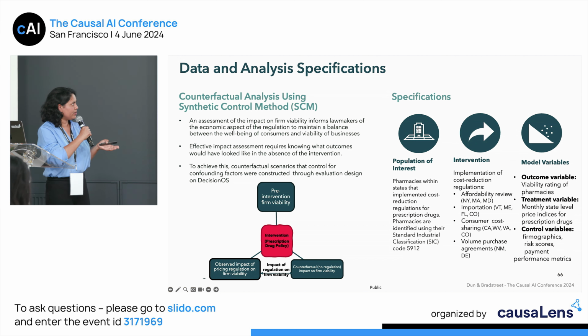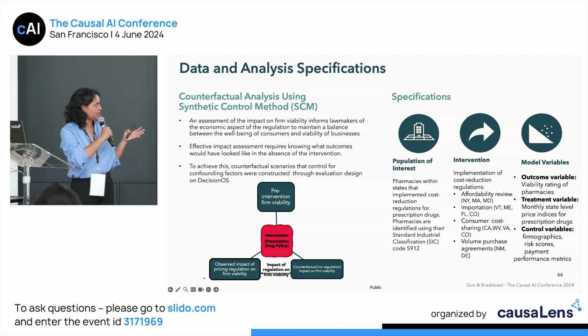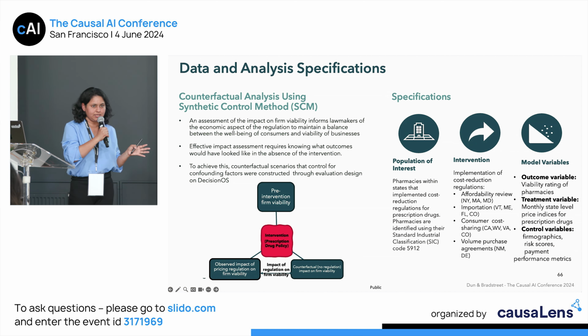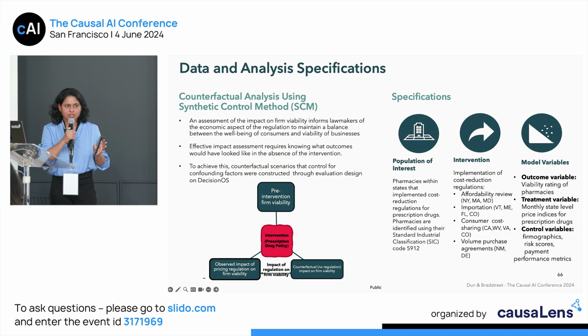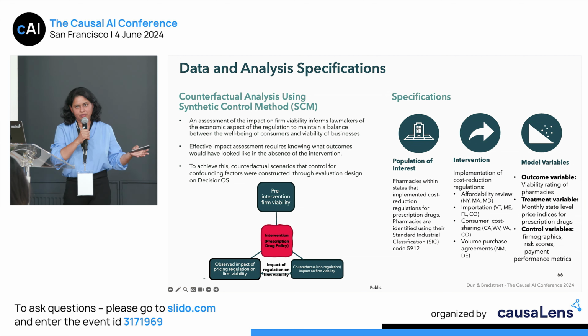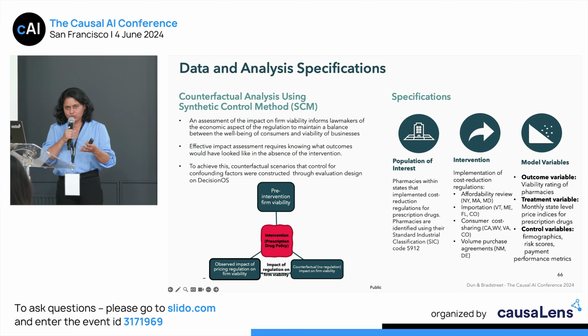And then model variables. I'll talk a little bit about the dependent variable or the outcome variable. It's called the viability rating. Dun & Bradstreet has a collection of scores, so we rate businesses on various aspects of their performance. For example, we would rate a business on: is this business going to go into severe delinquency in the next 12 months? Is this business going to fail in the next 12 months?